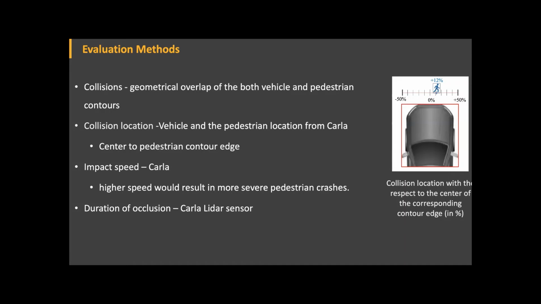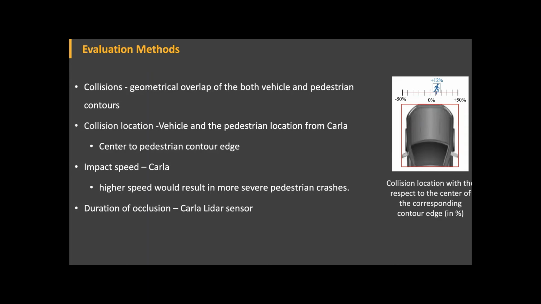So for the evaluation methods, the collision could be determined by the overlapping of the agent contour, which could be calculated on each time frame. The position of both the ego vehicle and the pedestrian at the collision time could be identified by using the feature of the ego vehicle and the pedestrian. Relative impact location to the center of the contour edge can be estimated.